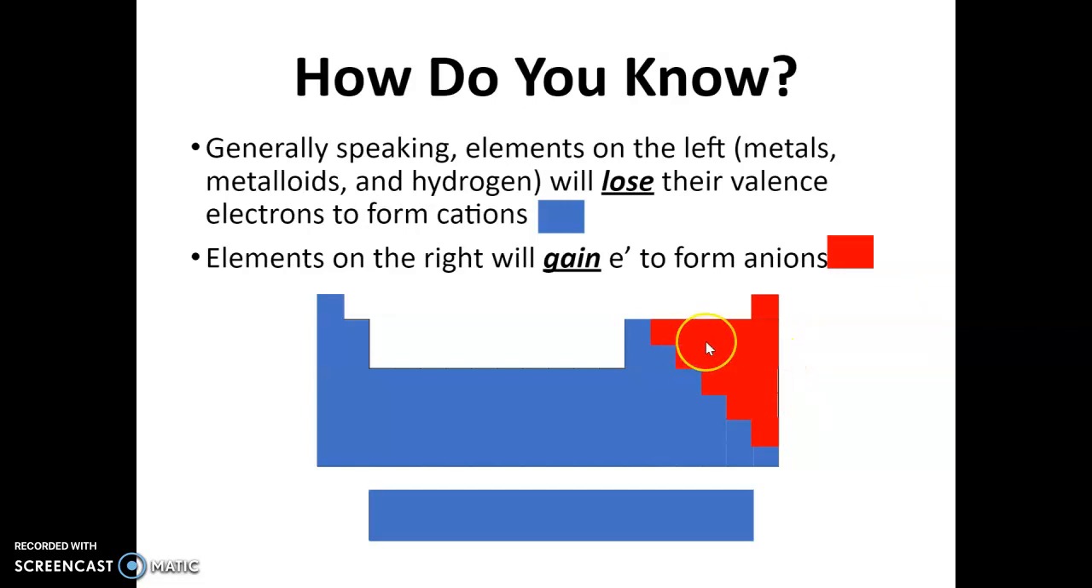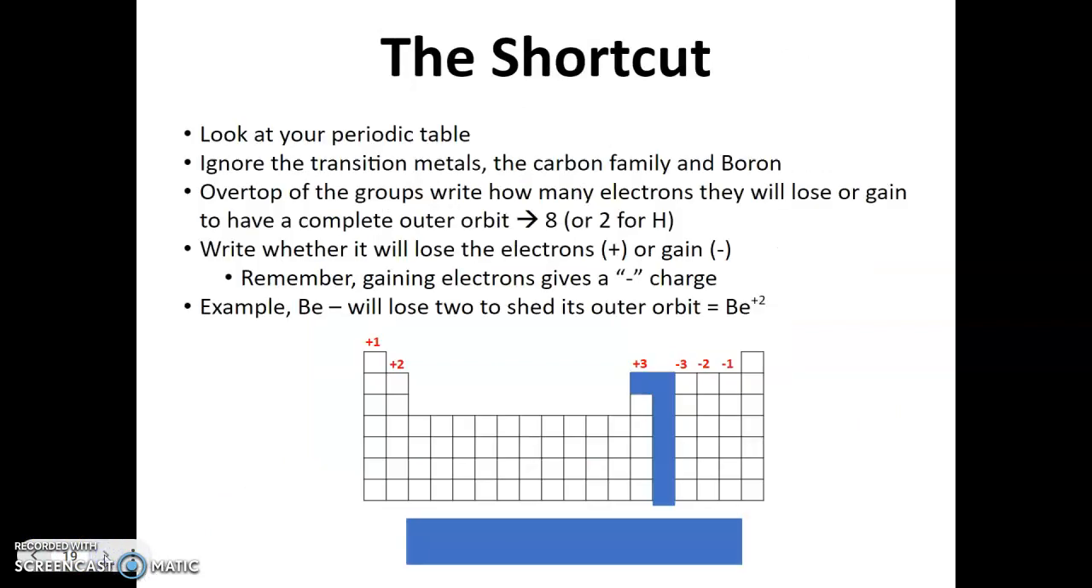And then everything in red, so the non-metals on the right-hand side, those will take those electrons and gain them to form the anions. Now, please remember, our group 18 are noble gases. They are stable. They are not looking to donate or gain any electrons. Okay? So how do you know? How do we know how many electrons are going to be donated or gained? It's based on the group, okay? So the group that the element is in. And we can use a shortcut based on which group they're in.